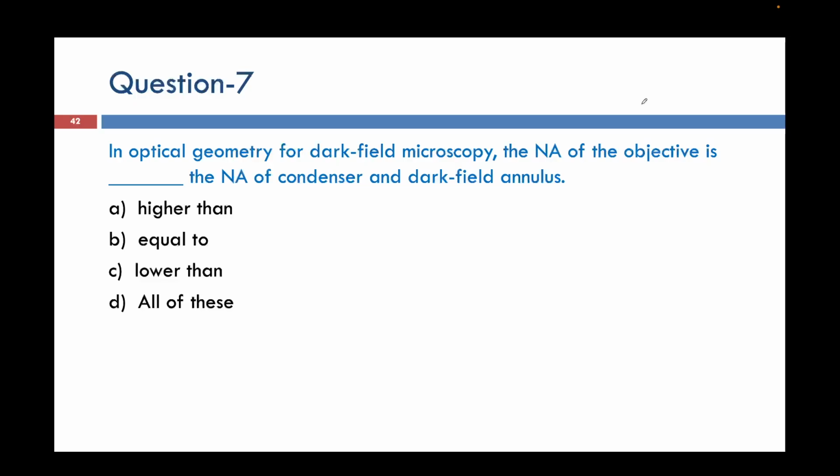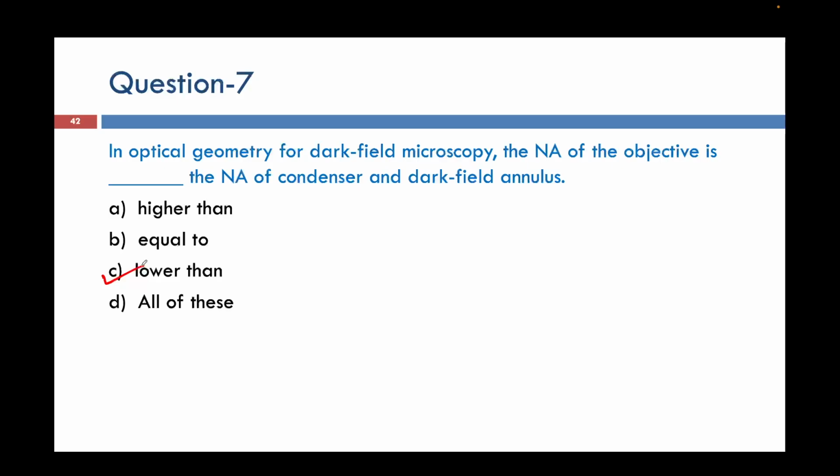Okay, in optical geometry, while explaining the mechanism of dark field microscopy, I gave one paragraph with two important points on how the experimental parameters should be set so that we are able to see in dark field mode. In the first point, it is mentioned that the numerical aperture of the objective should be lower than the condenser and dark field annulus.